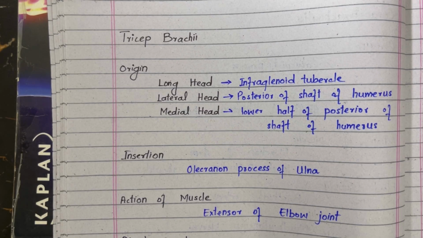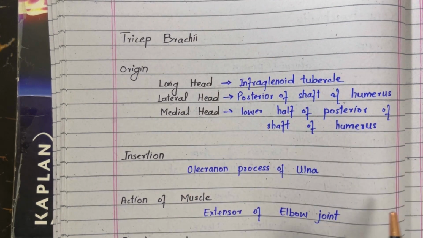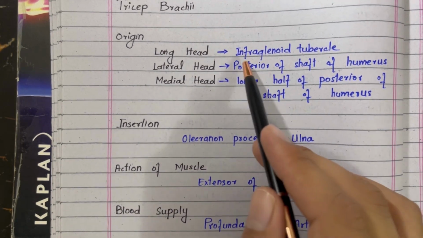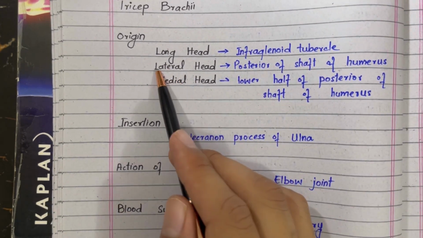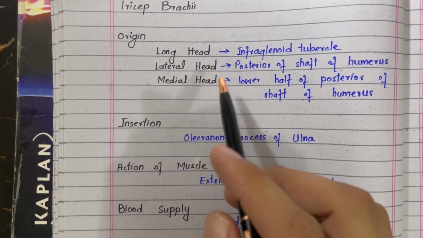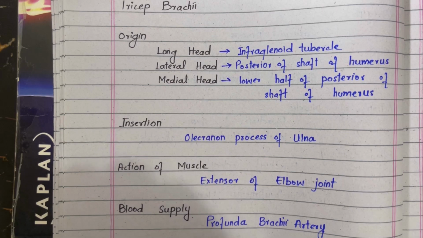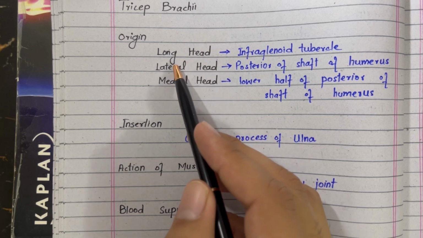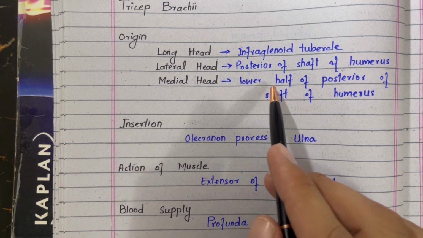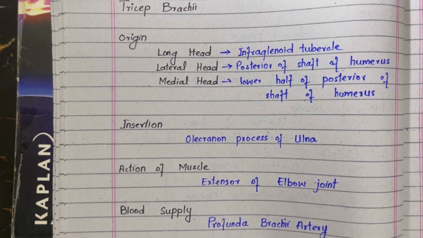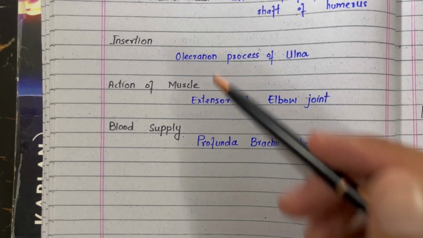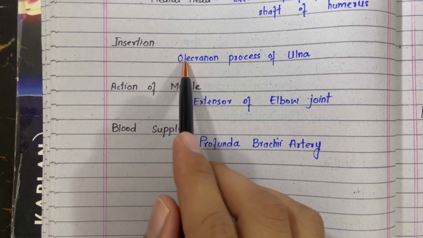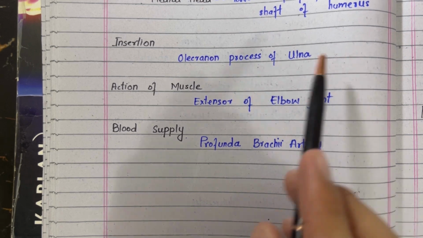Now student, as we have discussed the anatomy of the Triceps Brachii muscle, we will overview the muscle. The long head originates from the infraglenoid tubercle. The lateral head, also called the short head, originates from the posterior of the shaft of the humerus bone, while the medial head or the intermediate head, which is located deep to the long head and the short head, originates from the lower half of the posterior of the shaft of the humerus bone. These three heads run inferiorly and combine to form a single muscle that inserts on the olecranon process of the ulna at the elbow joint.